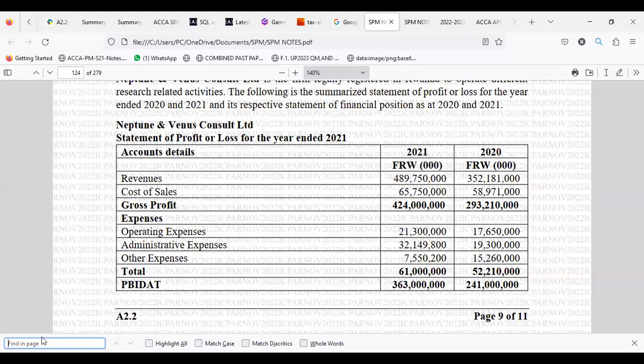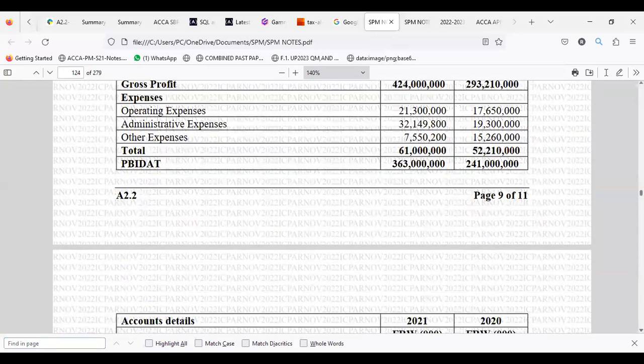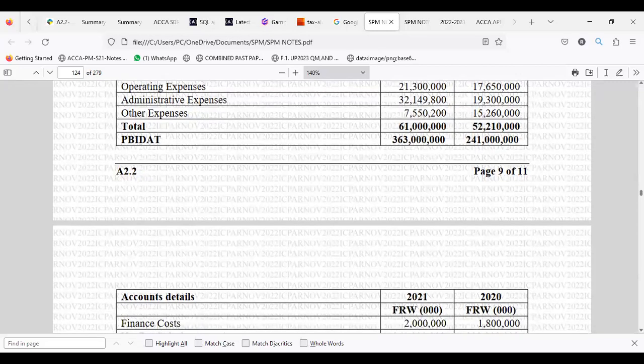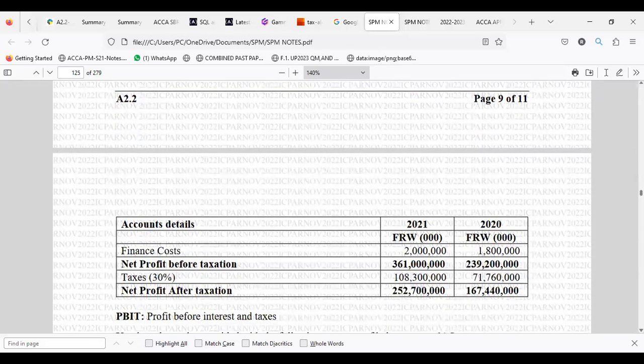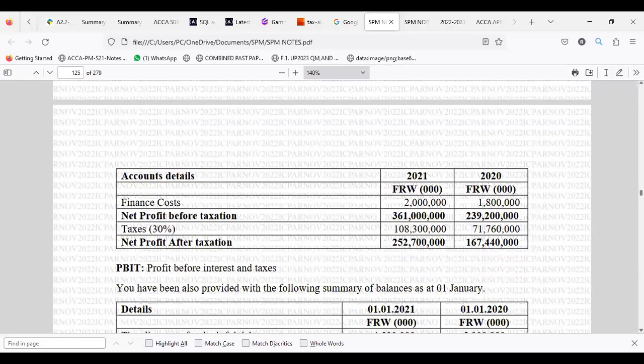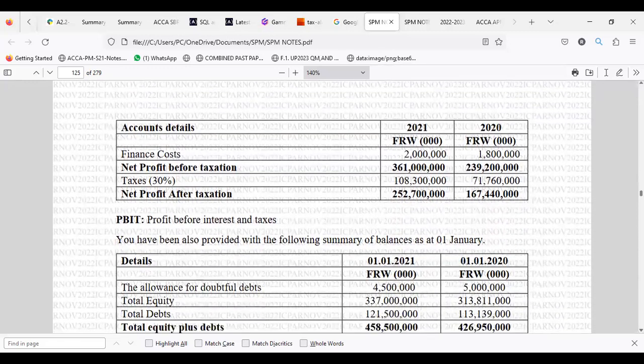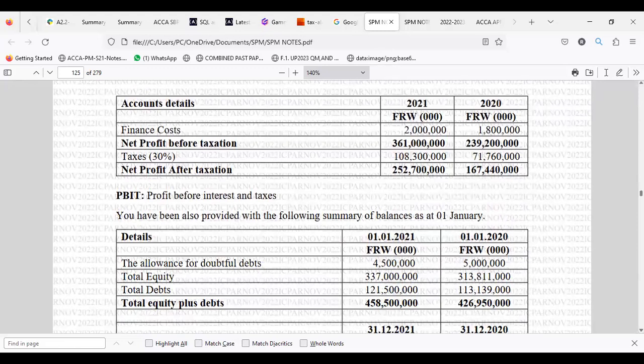So as I was continuing, there is a statement of profit or loss, which is given there. There is cost of sales, of course the revenues, cost of sales, and expenses of the respective years: operating expenses, admin expenses, other expenses, then the total. As you may notice, we have profit before interest, depreciation, amortization and taxes, which is given there. There is a finance cost, then there is a net profit, and taxes, which is 30%. Net profit is given as such. Then we have net profit after tax.